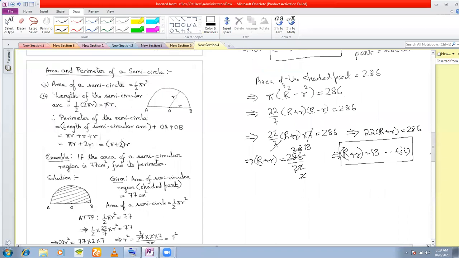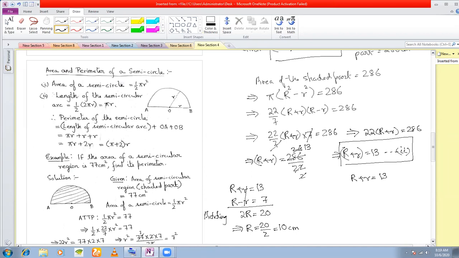Now how do we solve? Elimination method, add and subtract. R plus r is equal to 13. R minus r is equal to 7. Adding, the r terms will cancel. We get 2R is equal to 20. That means R is equal to 10 centimeters.